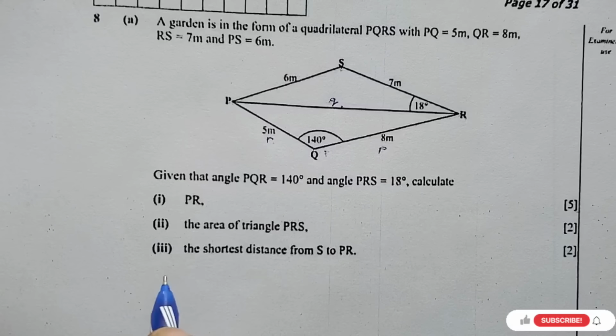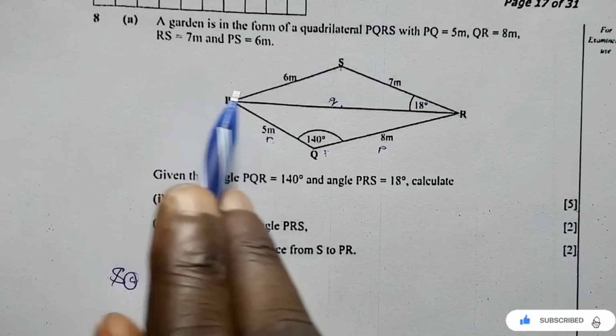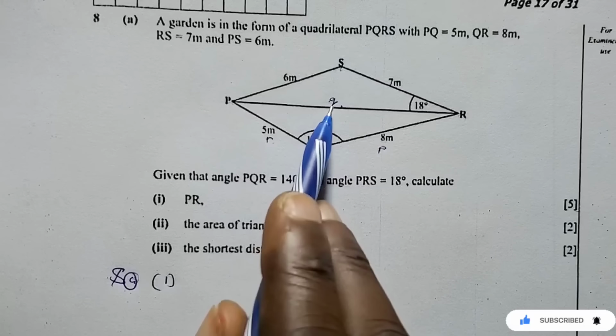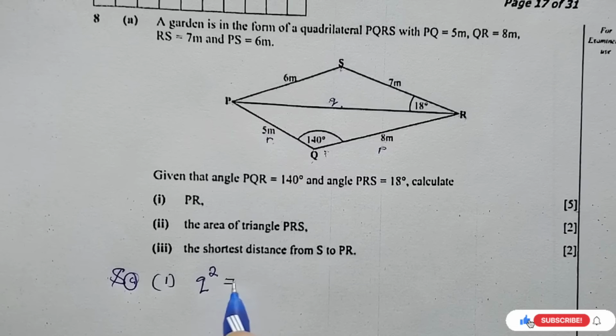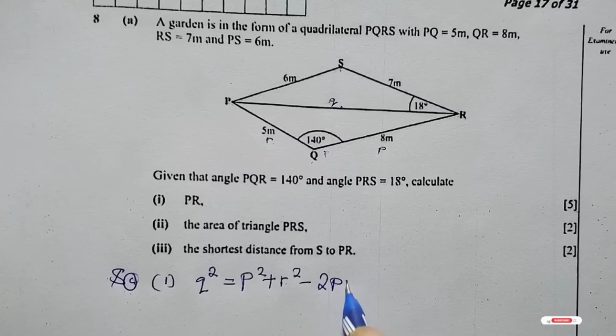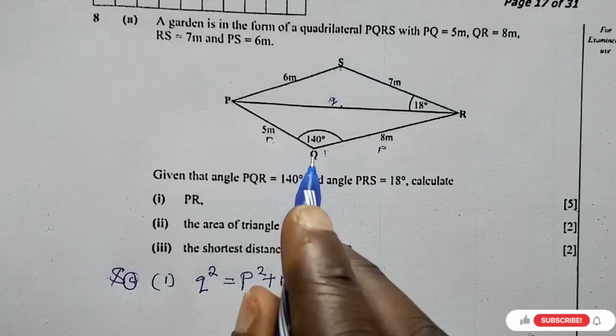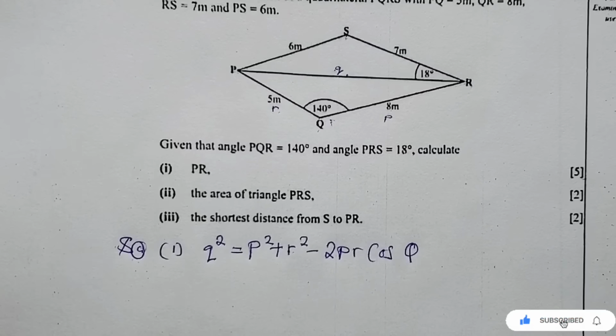So question 8a, which is PR. To find PR here, we're going to use these sides I've indicated there. So we're going to say Q squared is equal to P squared plus R squared minus 2PR cos Q, with the angle which is here. That's the first step.